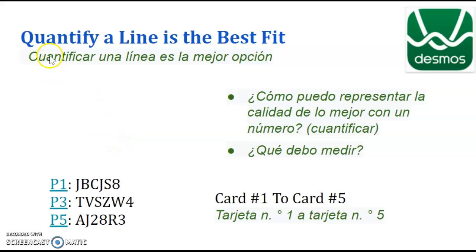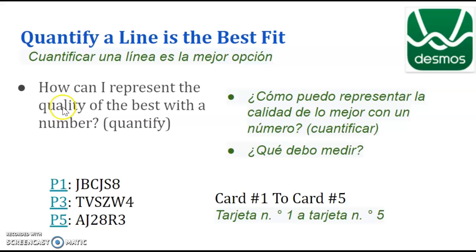Now we are going to try to quantify a line being the best fit. So we eyeballed drawing many different lines of best fit last lesson. Okay, so there must be a way to say one is better than the other. So how can I represent the quality of the fit with a number? So you are trying to quantify the bestness, if you can call it that. And what should I measure in order to conclusively say that my line is better than your line or whatever else?